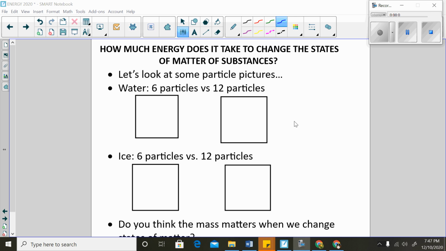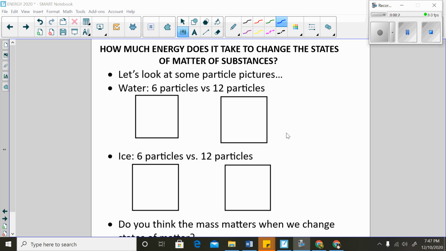This is Chemistry Unit 11, Energy. How much energy does it take to change the states of matter of substances? So far we've looked at solids and liquids in depth. We looked at their intermolecular forces. Gases will be the focus of our next unit.